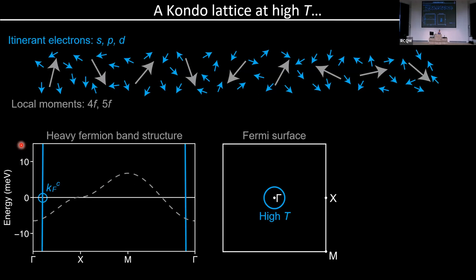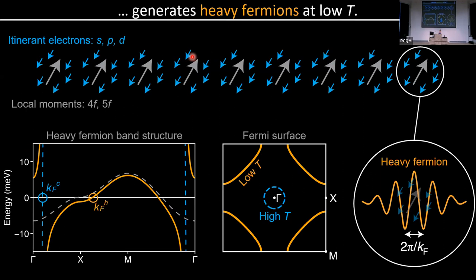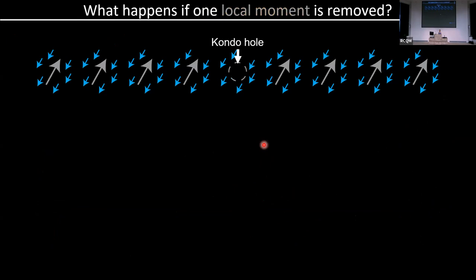And then at low temperature, the conduction electrons line up to try to cancel those local moments. The hybridization occurs between the light conduction band in blue and the heavy F band in gray, and gives us this new band structure shown in orange here. These conduction electrons and this F electron hybridize and make this heavy fermion state that has a very high wave vector, a very short period in real space, oscillating like crazy around each one of these moments. So schematically, in a Brillouin zone here, we had our original conduction band, which was light, small wave vector. And now we have our hybridized heavy band, which is oscillating much faster in real space, at higher wave vector. Okay, so now what happens if I pluck out a Kondo hole, take an F moment out? The remaining blue electrons are going to have to adjust to this vacancy.